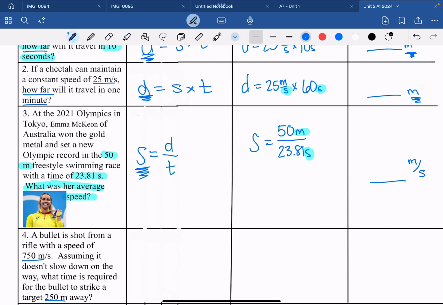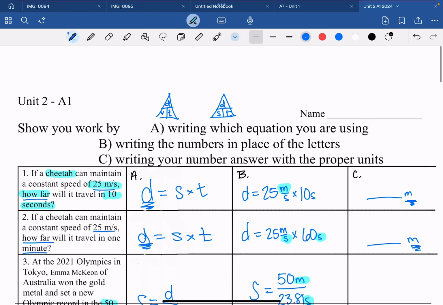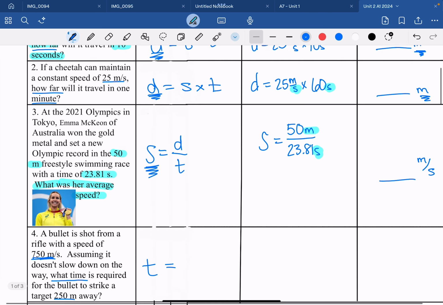So if you caught it, what is the question? It says, what time is required? We also know 750 meters per second, which is a speed, and we know a distance. So out of those 3 variables, what are we missing? It is the time. If you remember back to the top, if we are solving for time there and you were to cover up the t, you'd have d on top of s. So our time formula is distance divided by speed.